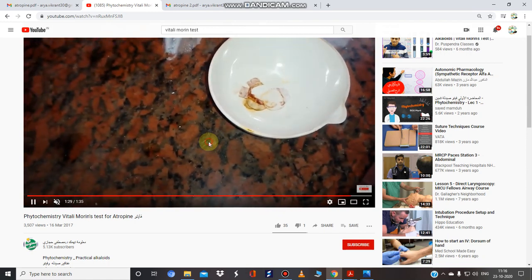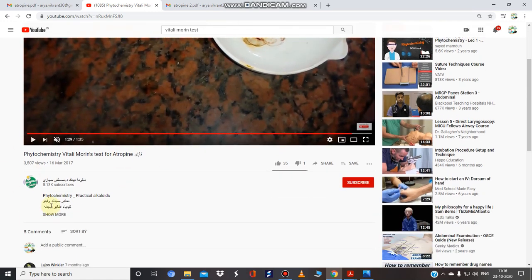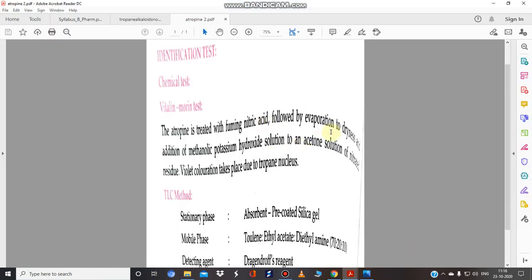I'm not saying that this is the exact test, because in phytochemistry the test may vary. Yes, it is a Vitali-Morin reaction, but nowadays more advanced tests have been produced. Suppose in the case of the Vitali-Morin reaction, see the procedure again. Here it was written you will add fuming nitric acid, but not always. You will add another acid like sulfuric acid also. It will depend upon the condition.